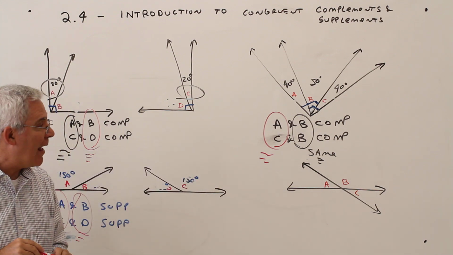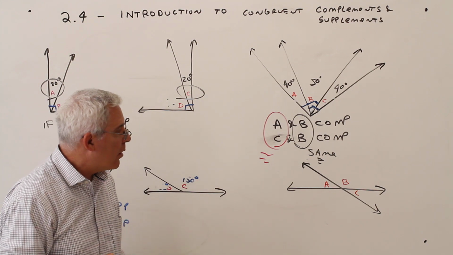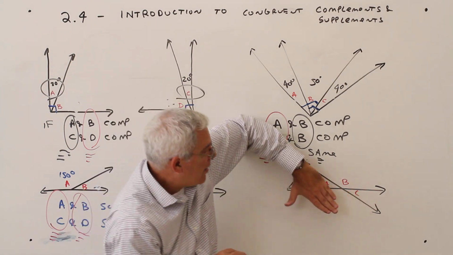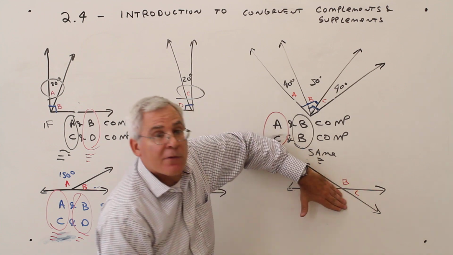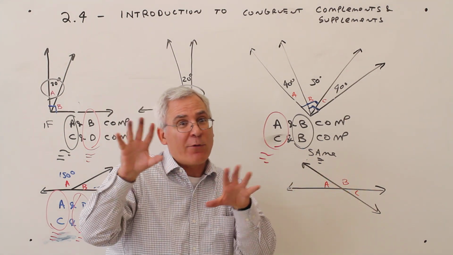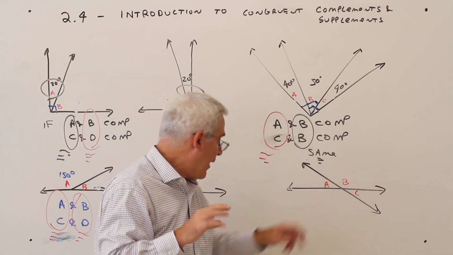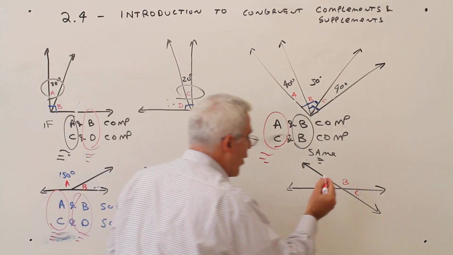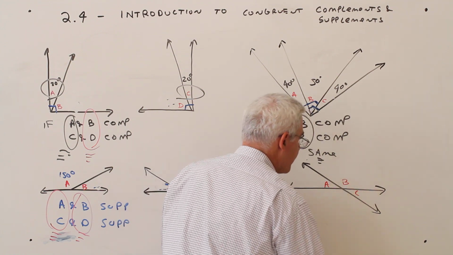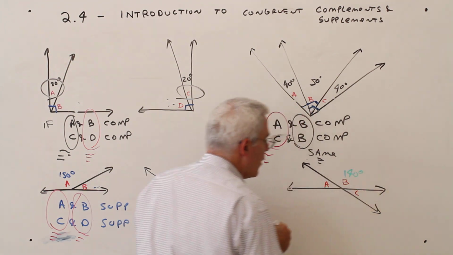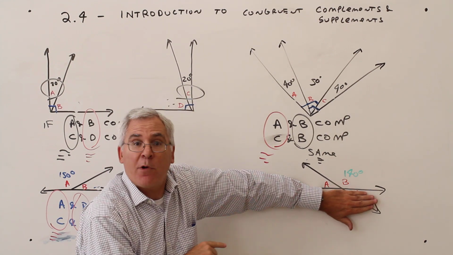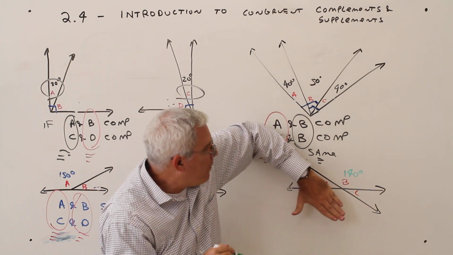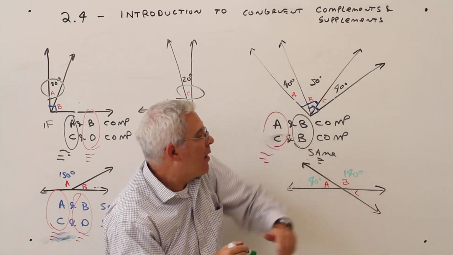Let's do the final example over here. Ooh, I've got a straight line here, so A and B are supplementary. I've got a straight line here, so B and C are supplementary. So I get those two supplementary things happening. Let's suppose that B is, we'll make up a number, let's call it 140 degrees. All right, if B is 140 degrees, then what's A? 40 degrees. If B is 140 degrees, what's C? 40 degrees.